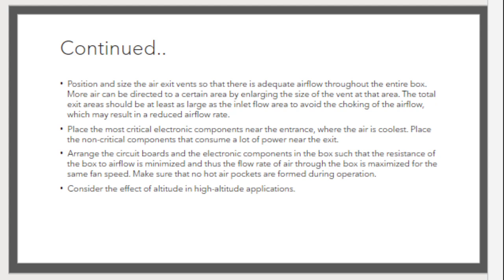Place the most critical electronic components near the entrance where the air is coolest. Place the non-critical components that consume a lot of power near the exit. Arrange the circuit boards and the electronic components in the box such that the resistance of the box to airflow is minimized and thus the flow rate of air through the box is maximized for the same fan speed. Make sure that no hot air pockets are formed during operation. Consider the effect of altitude in high altitude applications.